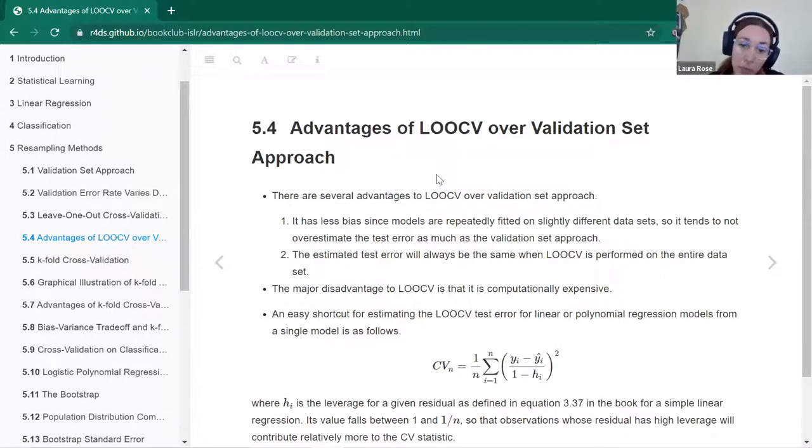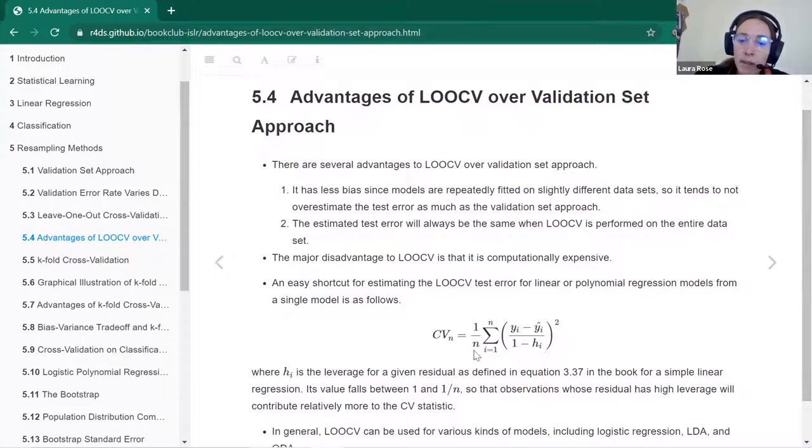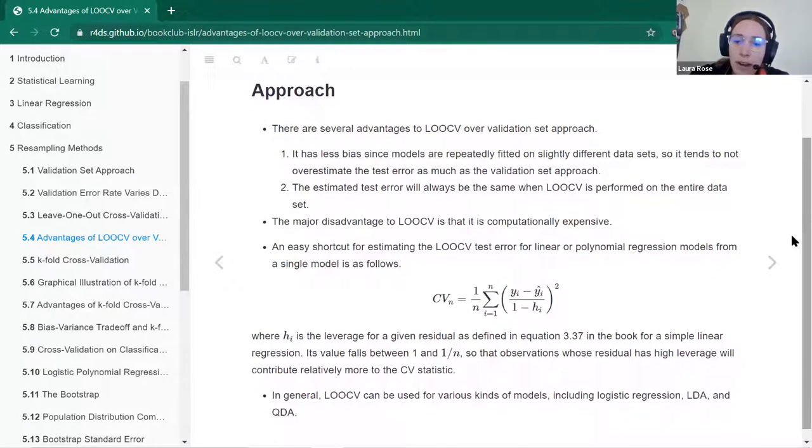There is a shortcut to estimate what the LOOCV test error would be for linear and polynomial regression models. So basically not classification. And that is as follows. You'll notice it's similar to the cross-validation statistic we saw earlier. The H sub i is the leverage for a given residual as defined in equation 3.37. Truth be told, I considered putting this in the notes, and then I was like, it's a pretty long equation and I didn't want to fool around with it. So you can go look at it for yourself if you are curious, and keep in mind that equation 3.37 in the book is for a simple linear regression. So if you have multiple linear regression, it will be different, but you should be able to get that from your R output, I believe.